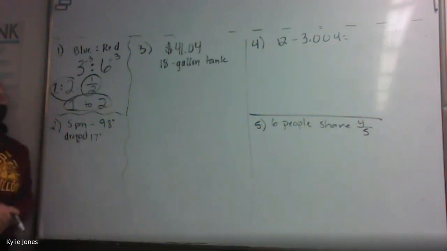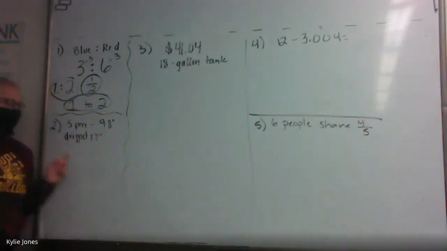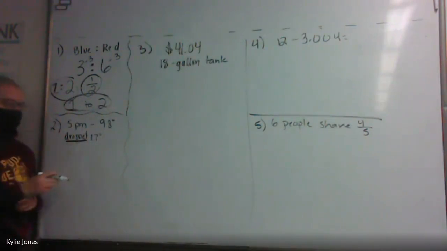Okay? Number 2, in Tucson. At 5 p.m. it was 98 degrees. This is probably pretty accurate. By 7:30 p.m. it had dropped 17 degrees. Is that true? Probably not. You can't drop that fast. Miss Jones, can it drop really fast? Sometimes. So we need to subtract 17.